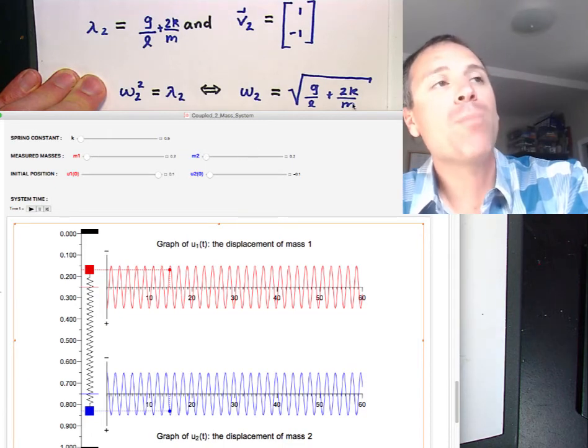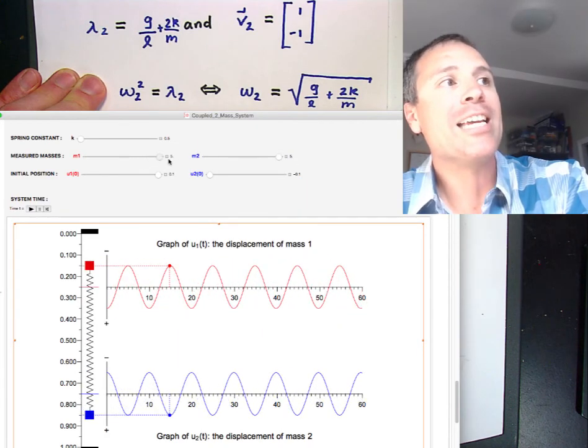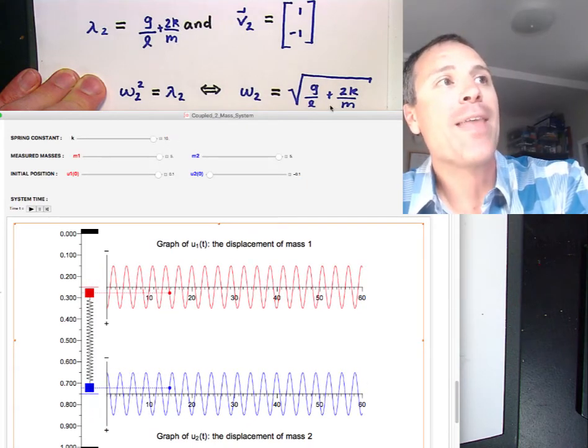When I make m smaller, that angular frequency increases. So if I want to make the period of oscillation larger, I increase m. If I want to make the period of oscillation smaller, I decrease m, or I increase k. That's what that's telling me.